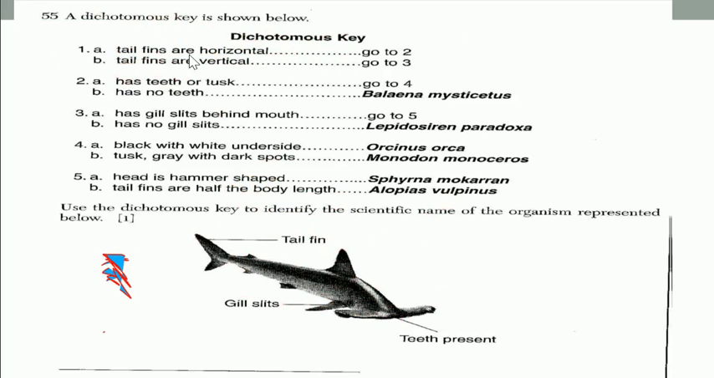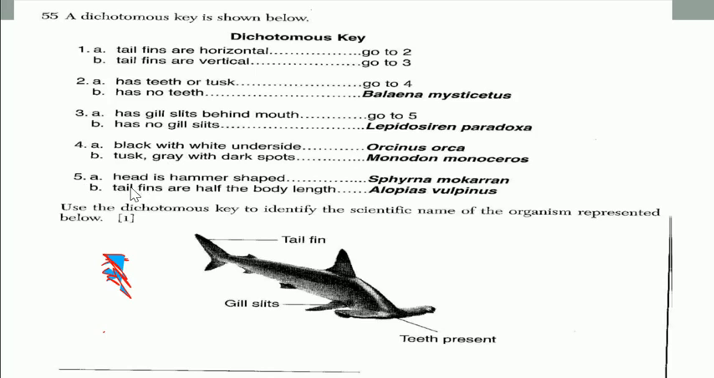So we'll start with the identification of this unknown organism. The first statement is: tail fins are horizontal, or tail fins are vertical. If we look at the tail fin, it is vertical. So we have to go to statement number 3. Statement number 3 says it has gill slits behind the mouth, or it has no gill slits. Suppose it has gill slits behind the mouth. Here you can see gill slits are present behind the mouth. So we have to go to statement number 5. We skip the fourth one and go directly to couplet number 5.